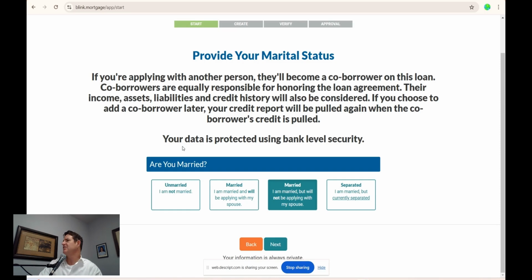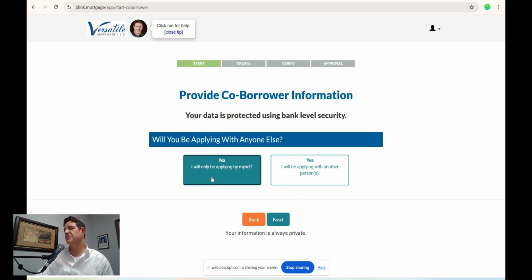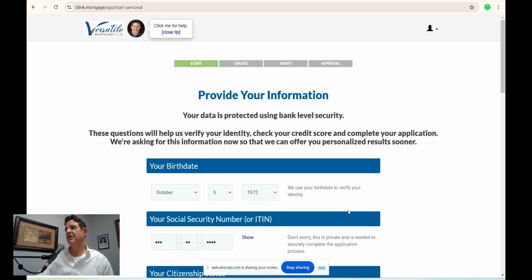Your data is protected using bank level security, so don't sweat anything as far as privacy. And the questions are going to be very simple. Are you married? And the answers are, I'm not married, I'm married and will be applying with my spouse, married, not applying with my spouse, and I am married, currently separated. The next screen is quite simple as well. It says, will anybody else be applying with you? Very simple, a yes or no answer. For this purpose, I'm going to use a no, and I'm going to click to the next screen.